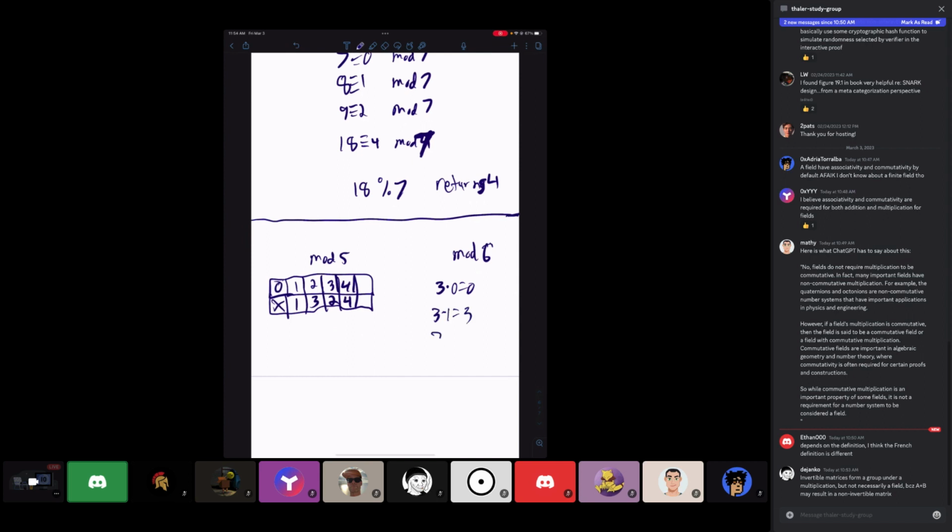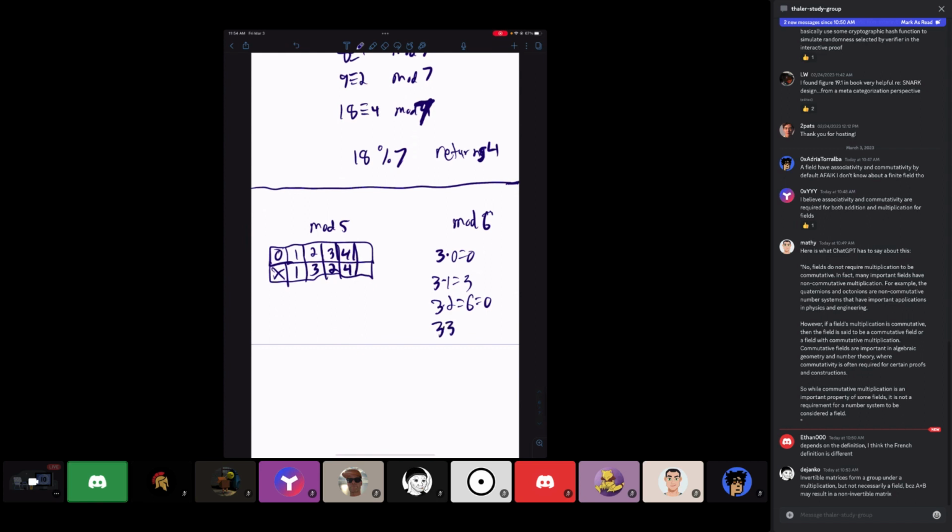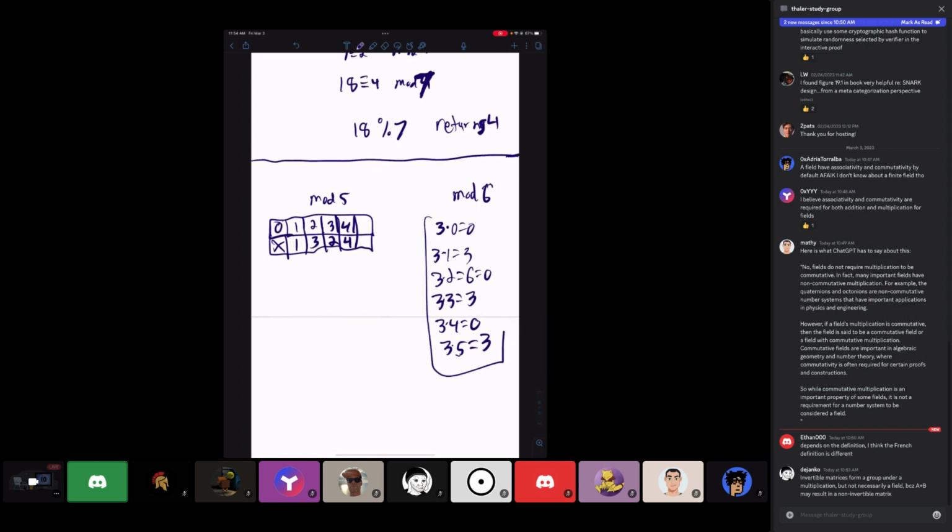3 times 1 is 3. 3 times 2 is 6, which is congruent to 0 mod 6. 3 times 3 is 9, which is congruent to 3 mod 6. And so on and so forth. 3 times 5 equals 15, which should be congruent to 3 mod 6, right? So I went through the whole multiplication table with 3 being one of the two elements in the multiplication, and 1 never came out.